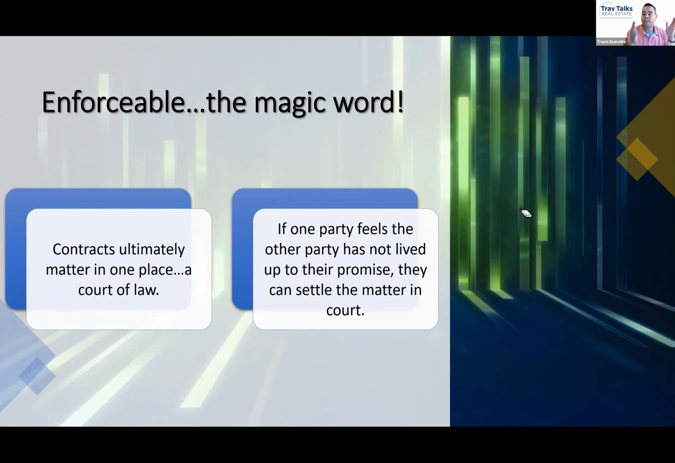A contract is fully enforceable if every promise in that contract must be lived up to. Everybody with me on that? A contract is unenforceable if none of the contract promises have to be followed. But guess what, folks? There's steps along the way.